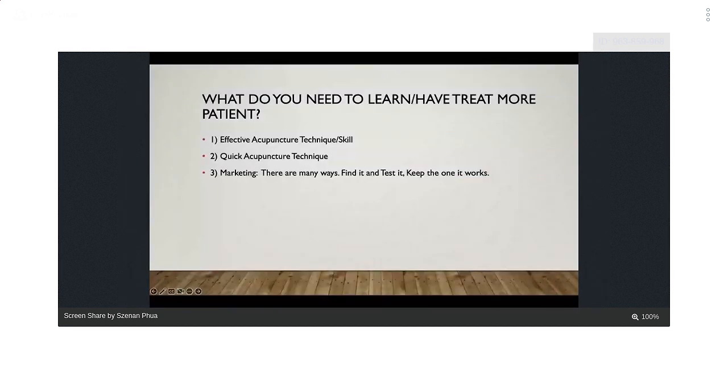So what do you need to learn or have to treat more patients? Number one, I think, effective acupuncture techniques. When I say effective, you put the needle in, you know what you're doing, you know you can deliver the results. You're not waiting half an hour or an hour to get the results, or the results come the next day. You want instant relief, and you want a way to perform it very quickly.